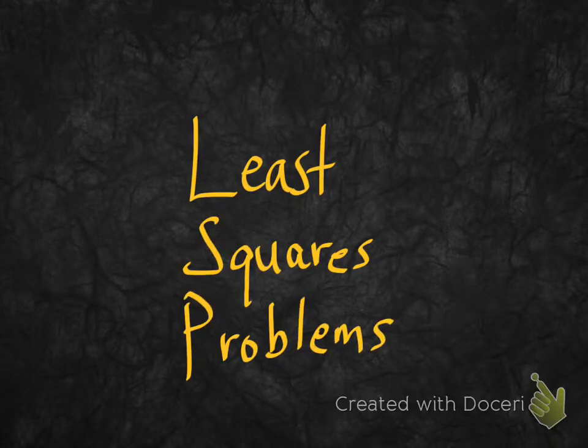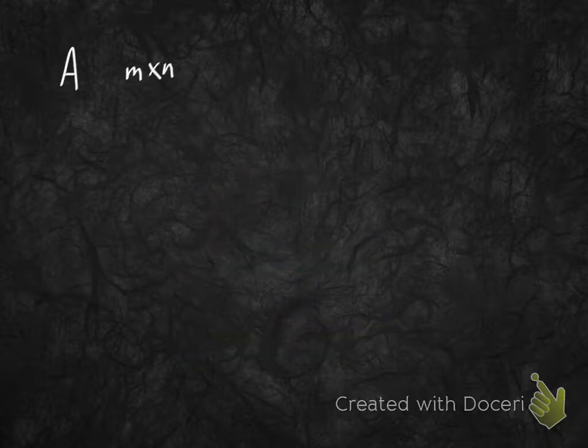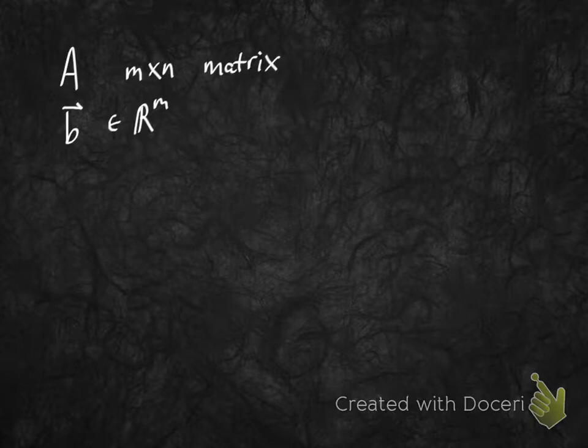Let's look at some least squares problems. So in this video, I'll tell you what a least squares solution is, and we'll take a look at some interpretations and some examples. So suppose I have an m by n matrix A and a vector b in R^m.